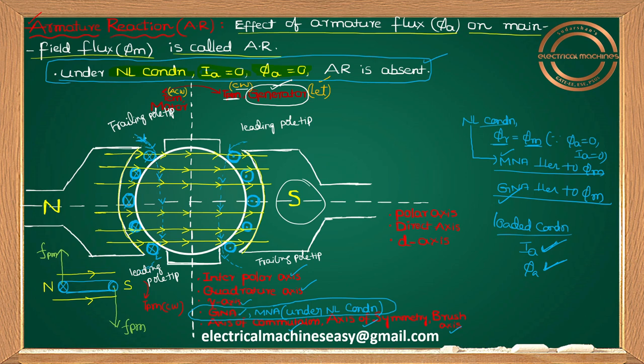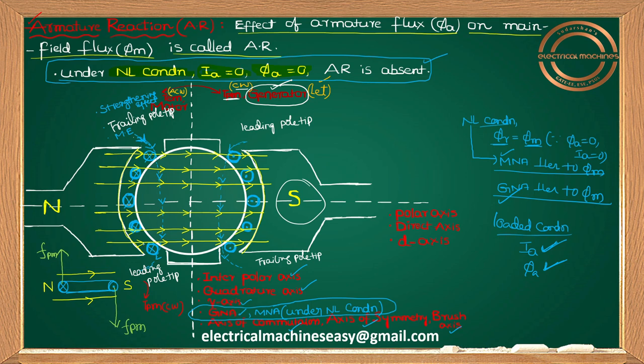That means your phi a is aiding your phi m. Means your flux is becoming strengthening or weakening? It's becoming strengthening, no? So right here you are getting a strengthening effect. So whenever phi a is aiding your phi m, can I call that effect a magnetizing effect? Yes, let me write simply ME. Magnetizing effect, ME effect. Okay guys.